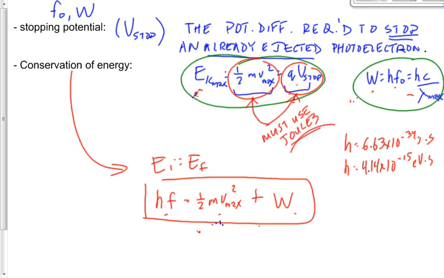For anything else, use whatever's convenient. Again, even for EK, even if I replace this 1/2 mv squared with EK max, I could use electron volts. That'd be fine. But if I put in 1/2 mv squared or I put in QV stop, then I've got to use joules. If that confuses you at all, then what should you do? Always use joules, because joules always works. It just sometimes ends up being a little bit more work, but it always works. So if you're confused by what I just said, then just go joules always. All right?